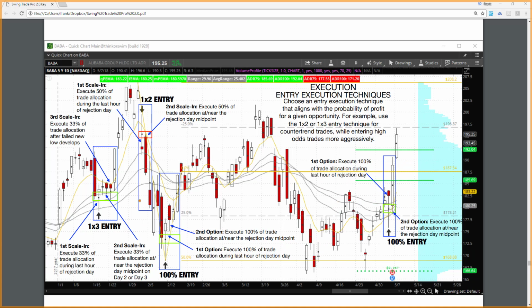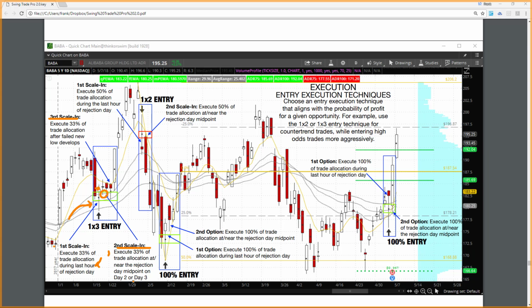So if you could look right here, this is our 1x3 entry. So number one, first scale in, execute 33% of trade allocation during the last hour of the rejection day. That would be here. Number two, second scale in, right? All this, the second scale in, execute 33% somewhere on these absorption days at or near the rejection point of the midpoint, right?